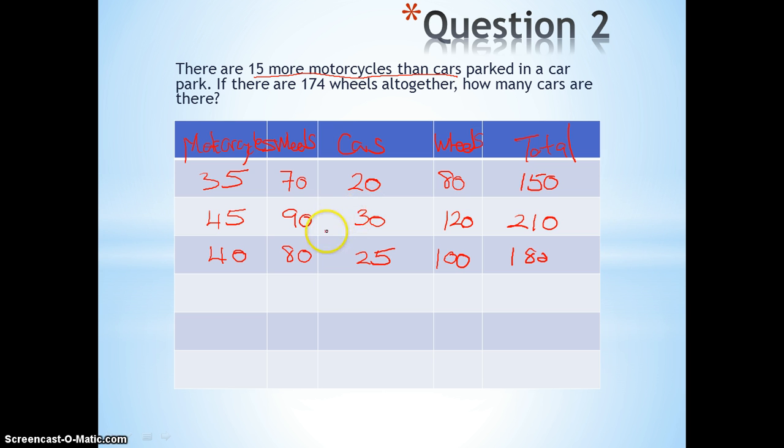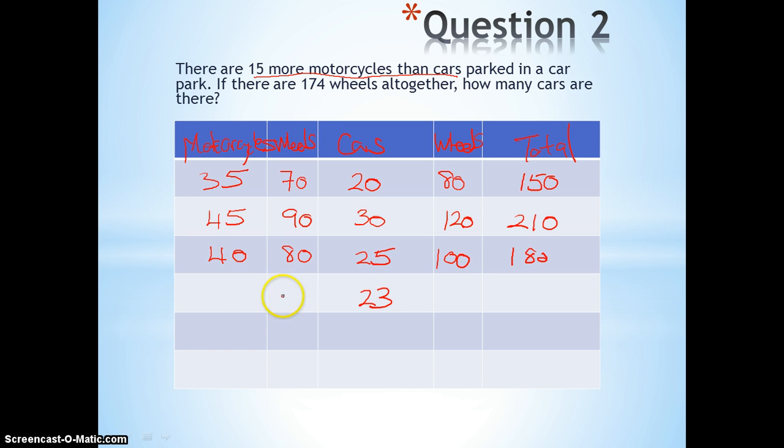So what do I do? Do I increase the motorcycles or do I increase the number of cars? Yes, you are right. We increase the number of motorcycles but decrease the number of cars. In this case, I'm going to jump a little bit from 25. I'm not going to jump to 24. I'm just going to try 23.